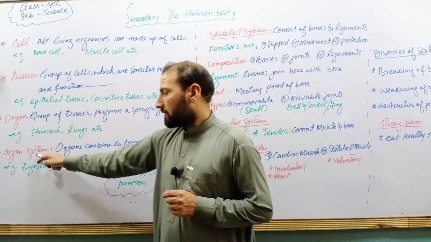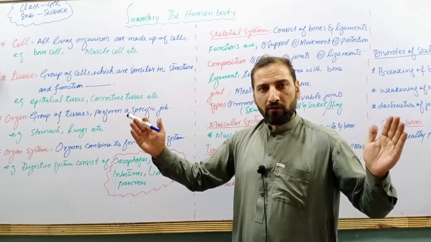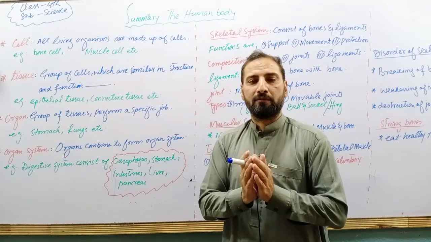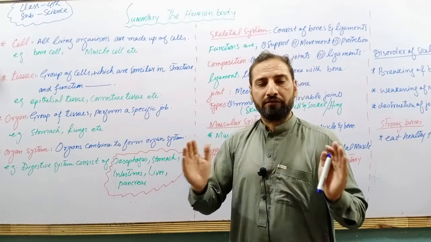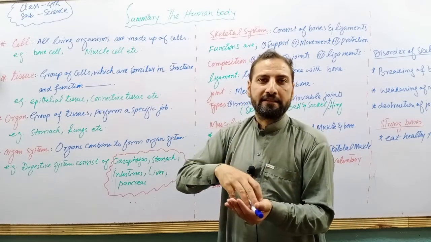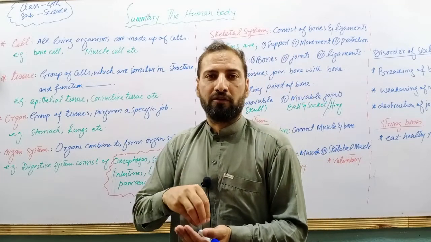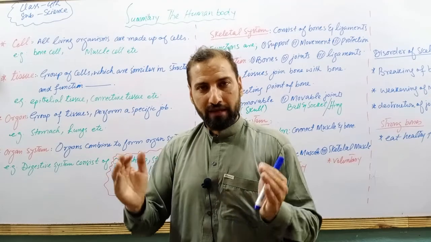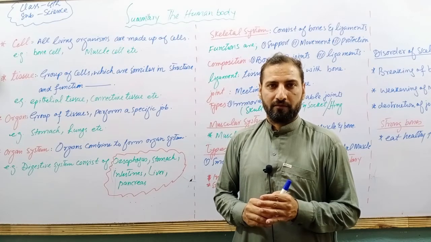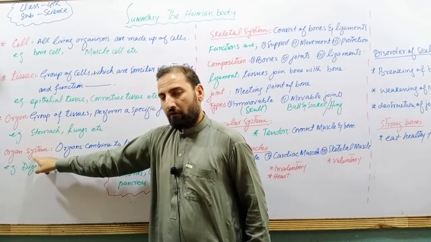Next one, the organ system. What is organ system? Organ system: when organs combine together, they form a complicated system called organ system. When different kinds of organs combine, they form a complicated structure. That complicated structure performs a specific job in your body, right? So that complicated system is called organ system.